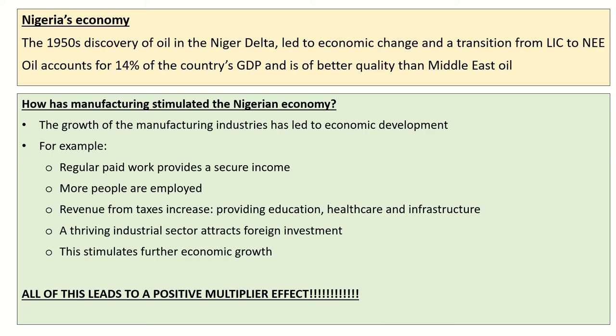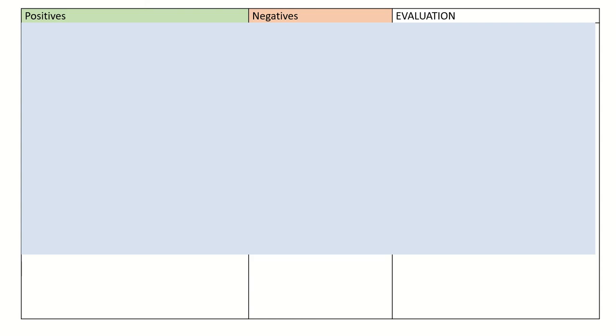We should already be onto this bit a little bit, but anytime there is anything in geography that is beneficial or creates more money, because manufacturing is more valuable than agriculture, it's going to do the following. It's going to provide a secure income, increase employment, increase tax revenue, increase foreign investment, and all lead to a multiplier effect.